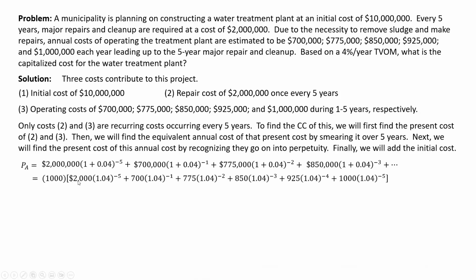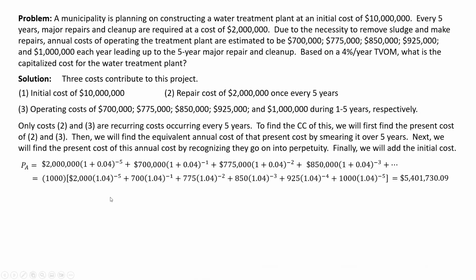1,000 times 2000 times 1.04 to the negative 5, 700 times 1.04 to the negative 1, 775, 850, and then there is this 925,000. So I do have that here. And finally, this 1 million, if you factor out 1,000, you get 1,000.